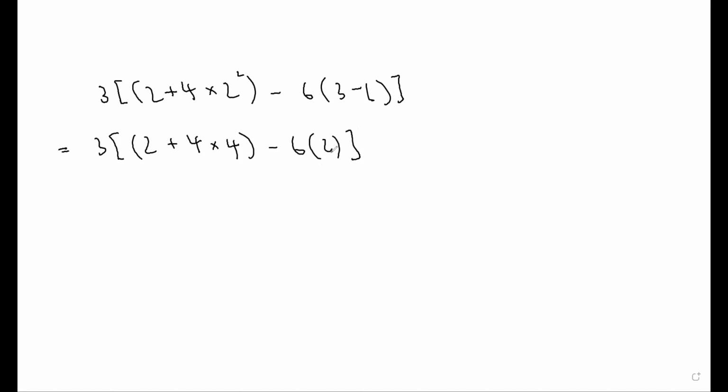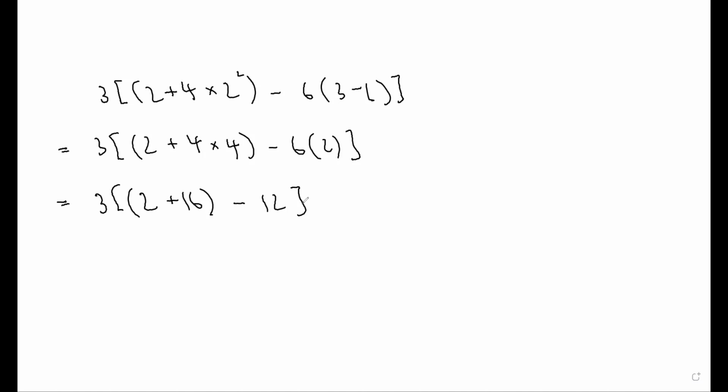And at this point, you could put brackets around the 2, which I have, or you could just put a multiplication sign between them. Once it's just a number sitting in the brackets, it doesn't really matter what notation you use. Okay, so let's keep going with the brackets. 2 plus 4 times 4, so that's 2 plus 16. Minus, and now 6 times 2 is 12. And now you end the square bracket. Good, and then you just keep going.